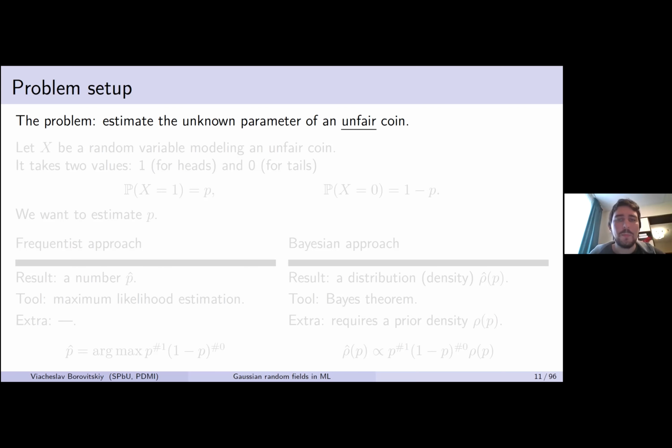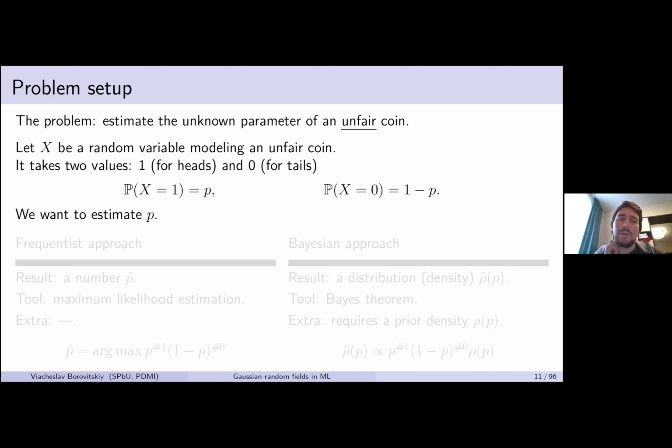So more formally, we can say that we have some random variable x, which models this unfair coin. And it has the usual Bernoulli distribution. That is, it takes two values, 1 for heads and 0 for tails. The probability of 1 is p, the probability of 0 is 1 minus p. And we want to estimate this parameter p, which is unknown to us, from some sample of this random variable x.